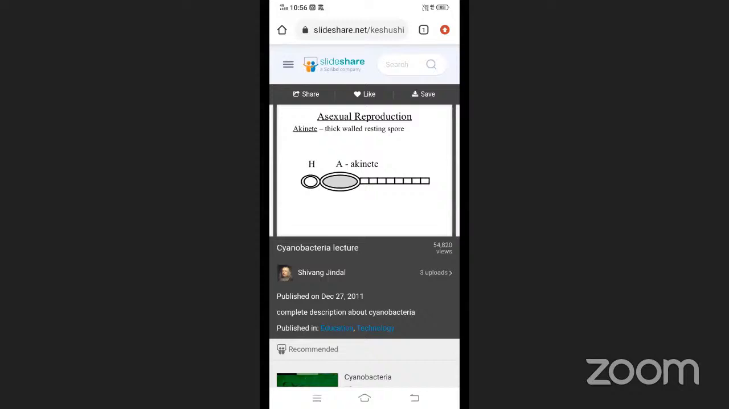In asexual reproduction, some actinides or endospores are formed. Any intercalary cell or terminal cell can form an actinide, which is covered by a very thick cell wall and dense cytoplasm. So these actinides are resistant to unfavorable conditions, meaning dot areas, acidic nature and alkaline nature. They are resistant to the unfavorable conditions only.